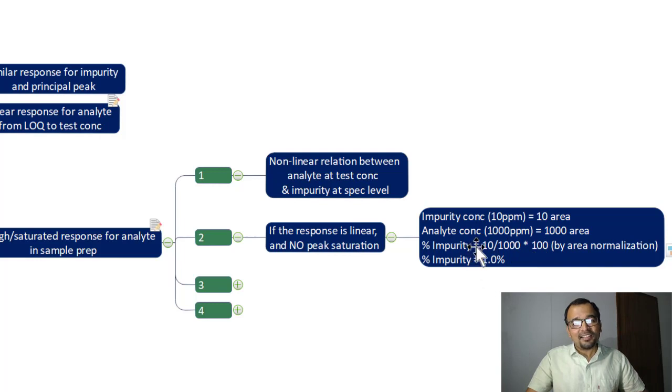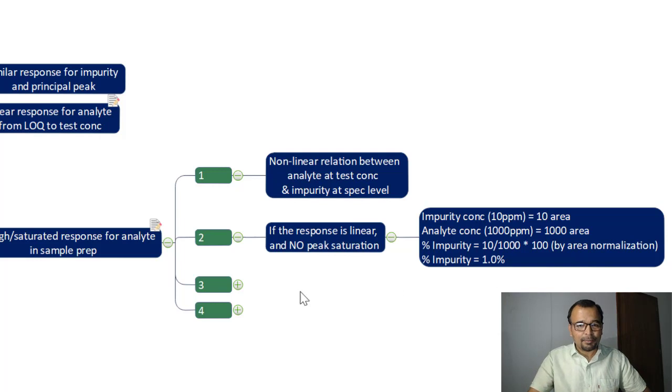Your analyte concentration is 1000 ppm. Your test concentration is 1000 ppm and you also got the 1000 area, because you are assuming that the response is linear and there is no peak saturation happening. So if you calculate the percent impurities, you will find that 1%.